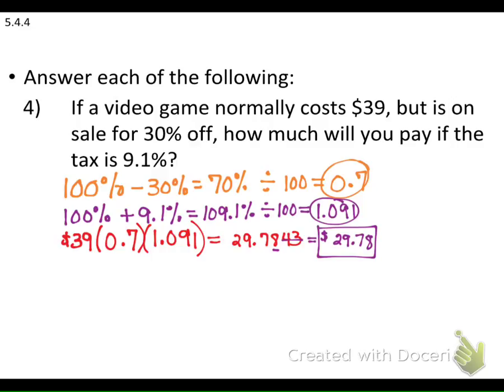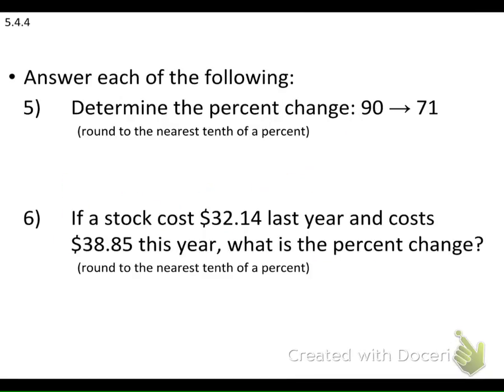Just leave it out on your desk, I'll grab it in a second. Let's take a look at number 5. Number 5 and 6 are going to go together here. Determine the percent change. So you're going from an original amount, 90, to a new amount, which is 71. It gives you a really big hint by saying determine the percent change. So it's telling you that you need the percent change notes. In front of you, you should have the percent change notes.